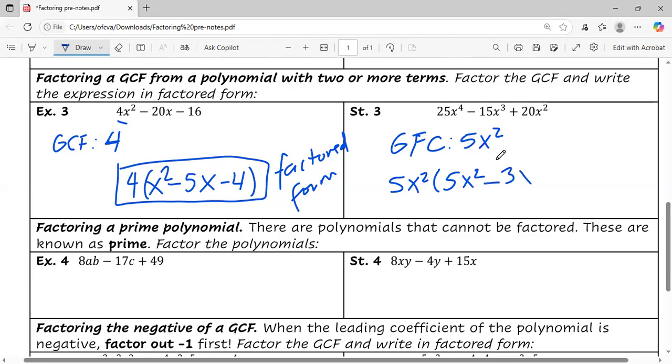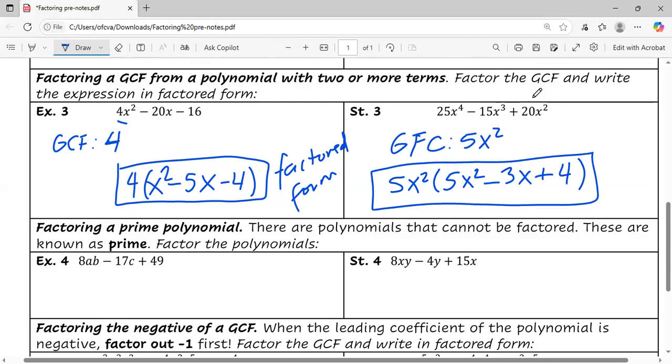Remember, when you're multiplying, you multiply coefficients, but you add exponents. For me to get from x squared to x to the third, I need an x to the first, because I'm supposed to add exponents when I multiply. And then the last term would be 4, but only 4 because 5 already has x squared, and so does 20x squared. So 5x squared times 4 would give me 20x squared. And that's my factored form.